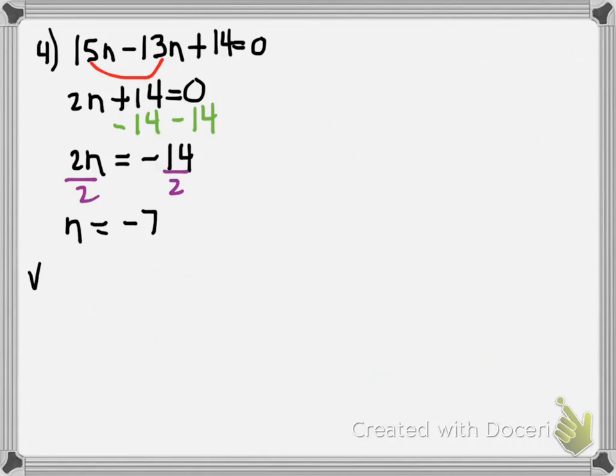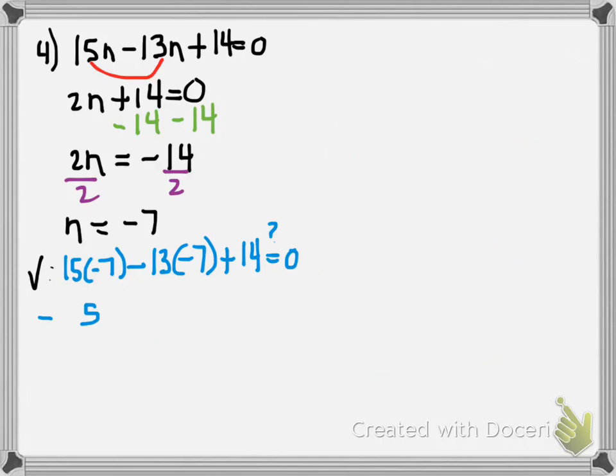So again, we're going to do a check, and we go back to the original problem. Is 15 times negative 7 minus 13 times negative 7 plus 14, does that actually equal 0? So let's see, we get a negative here, signs were different. We get negative 105. A negative times a negative, though, is a positive. 7 times 3 is 21. 7 times 1 is 7 plus 2 is 9 plus 14 equals 0.